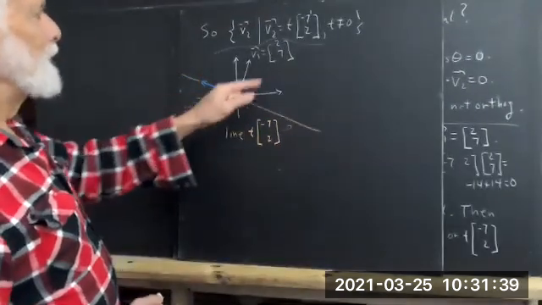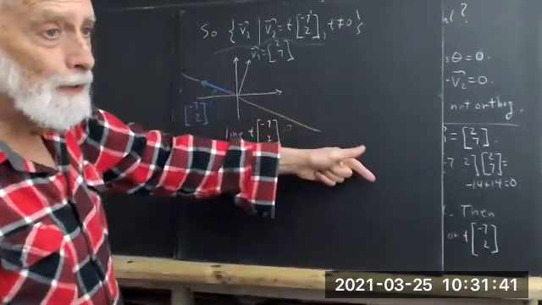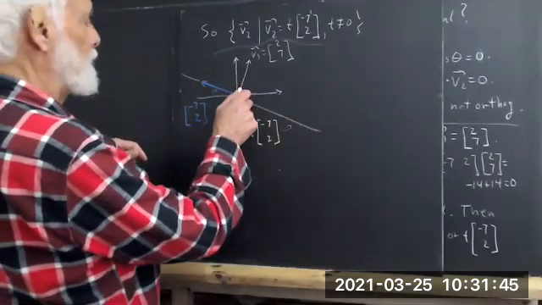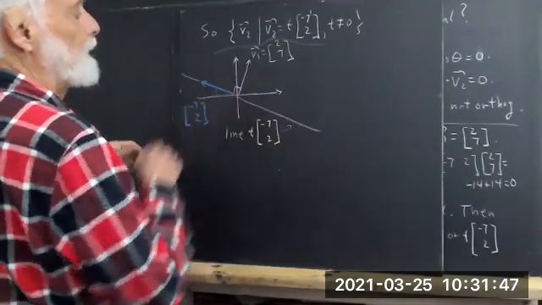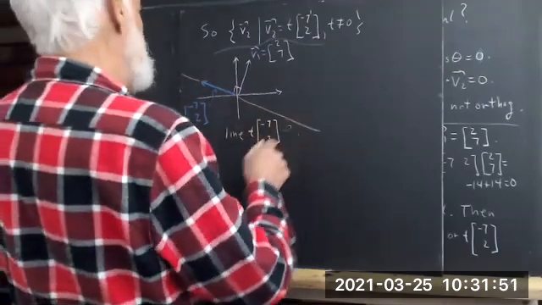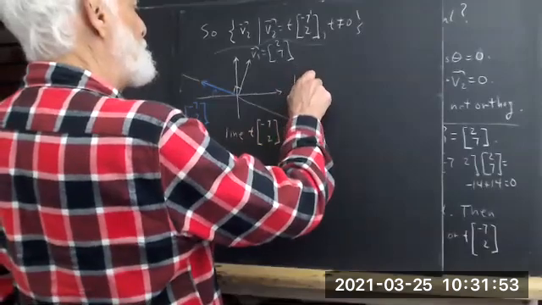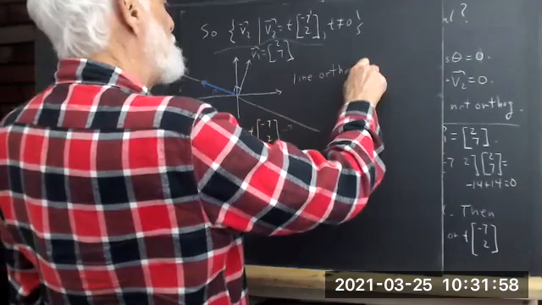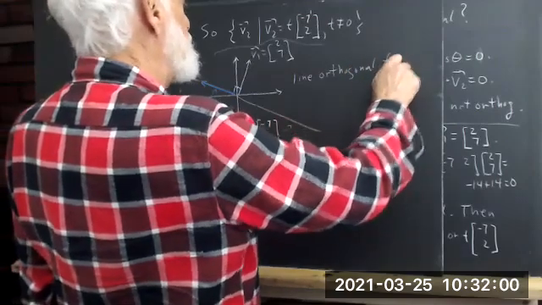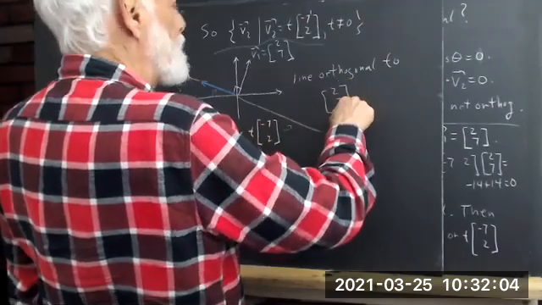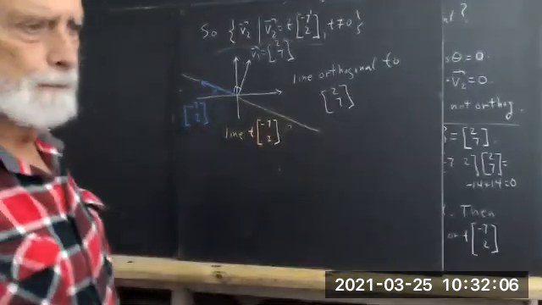In any case, this is how you find the space orthogonal to this space, because of course we've established that this angle is a right angle. Okay. So this is the line orthogonal to the vector 2, 7.